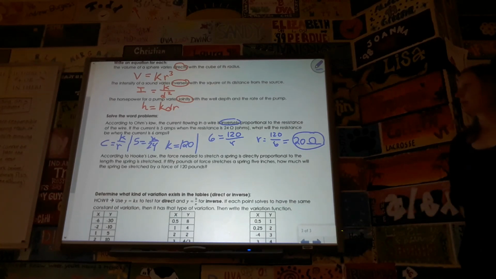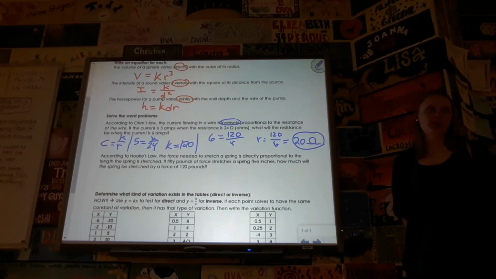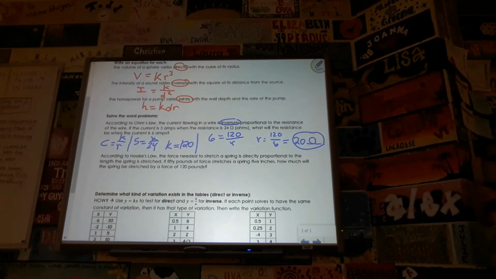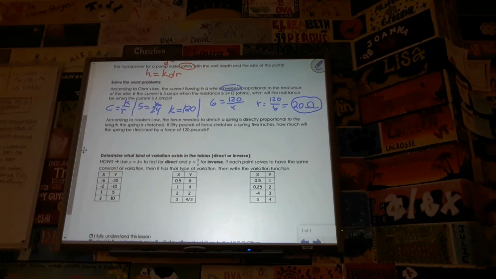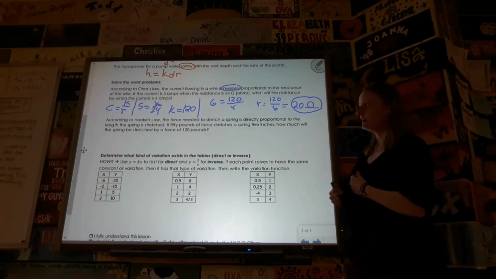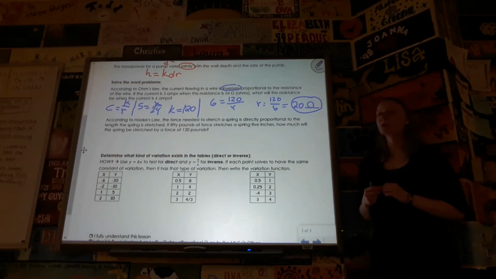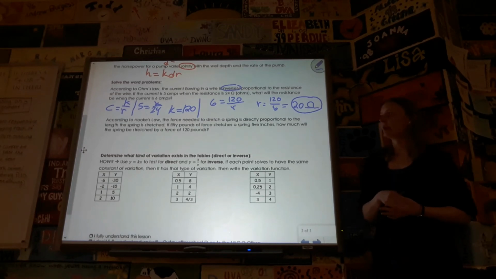Okay? So it's the same structure, same process as what we did on the first page. You just have to pay more attention to what's going on in the word problem to get cues on what to do next. Okay? Next one we have Hooke's law. So Hooke's law says that the force needed to stretch a spring is directly proportional to the length the spring is stretched.